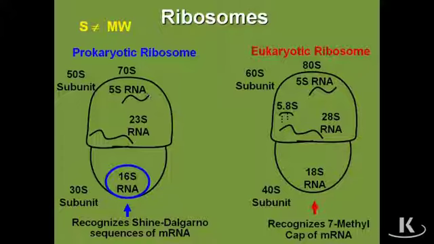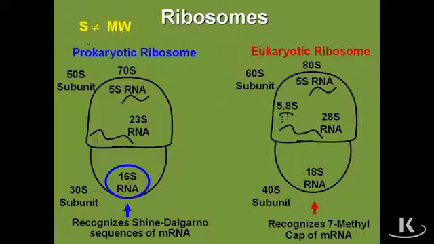Let's next look at prokaryotic versus eukaryotic ribosomes. After all, you're always going to need to distinguish between these two on the exam. So, the first thing I want you to keep in mind is that S is not equivalent with molecular weight. What S means is a Svedberg unit, and it's simply a sedimentation coefficient.